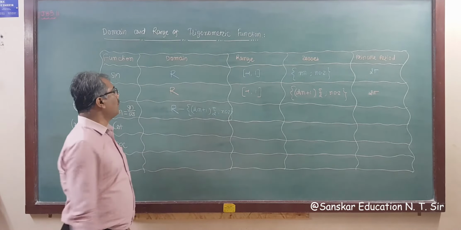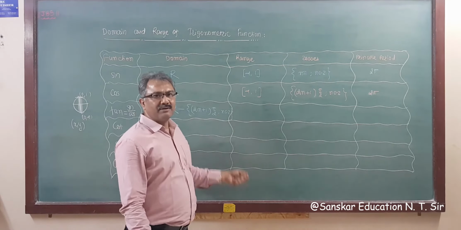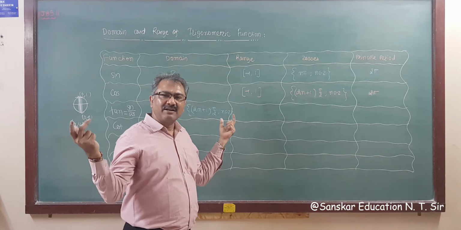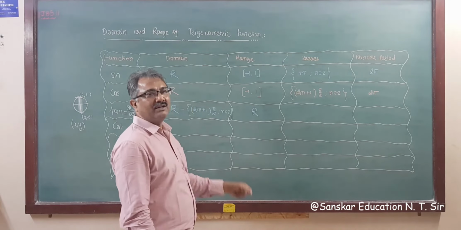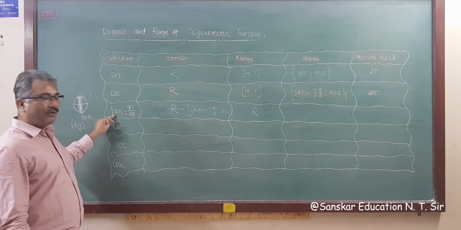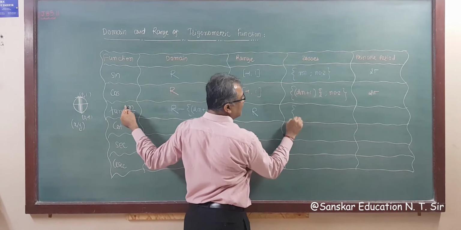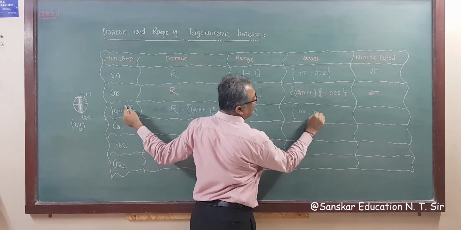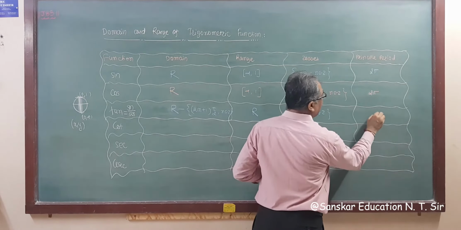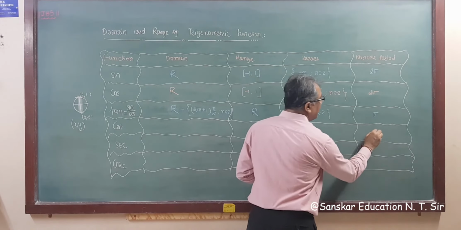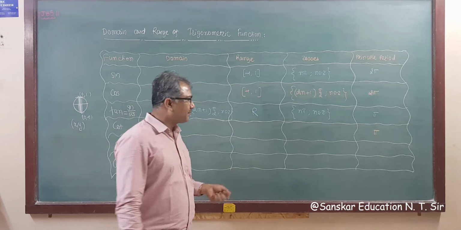So this is the domain for the tan function. Now the range is R, because tan is defined everywhere. And the set of zeros for tan: tan is 0 if sine is 0, that is, these are the sine zeros. So tan is 0 at n pi, n belongs to Z. The principal period of the tan and cot functions is pi, because their values repeat after a pi.